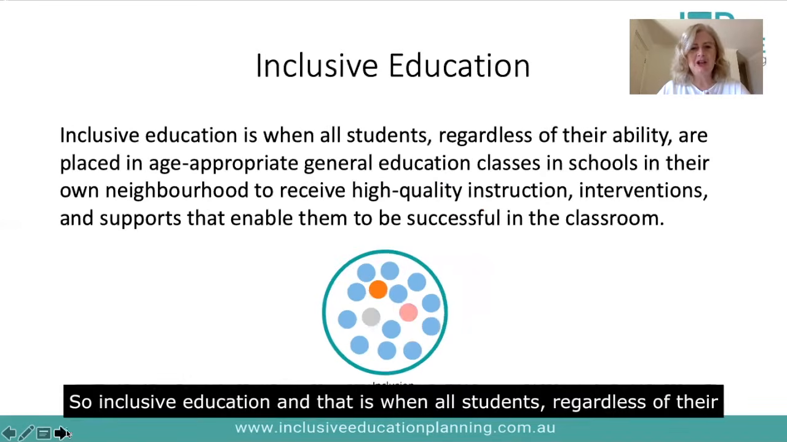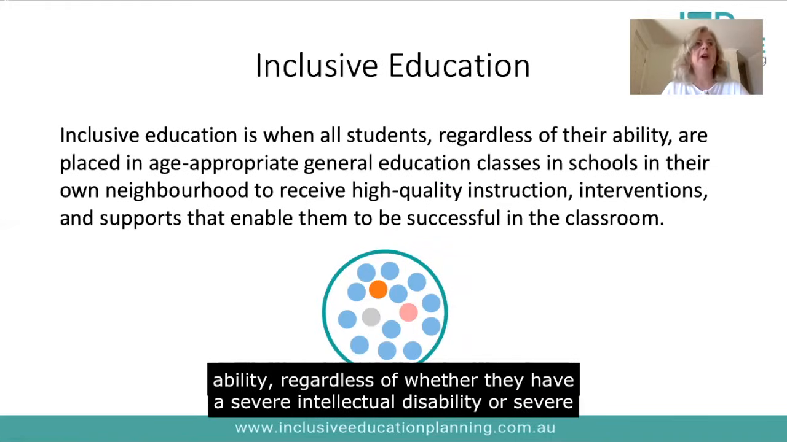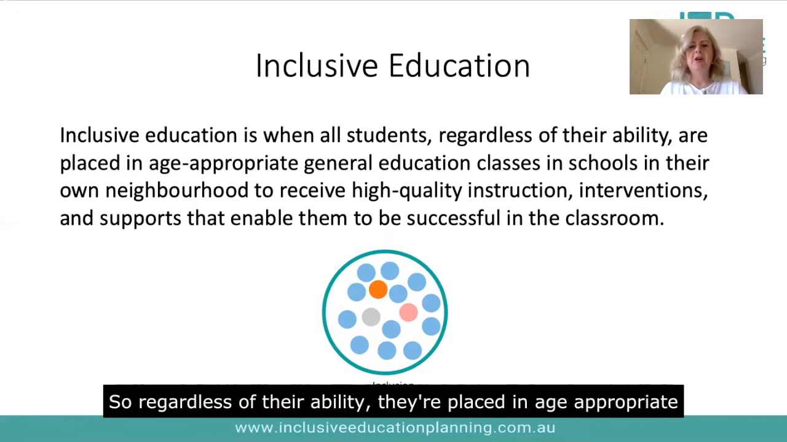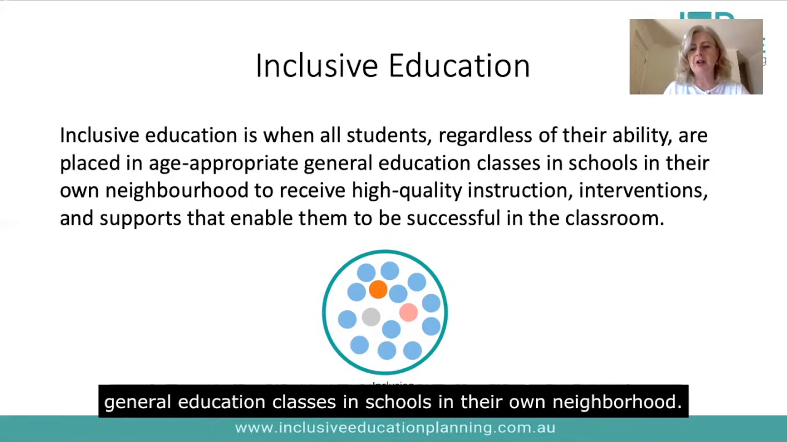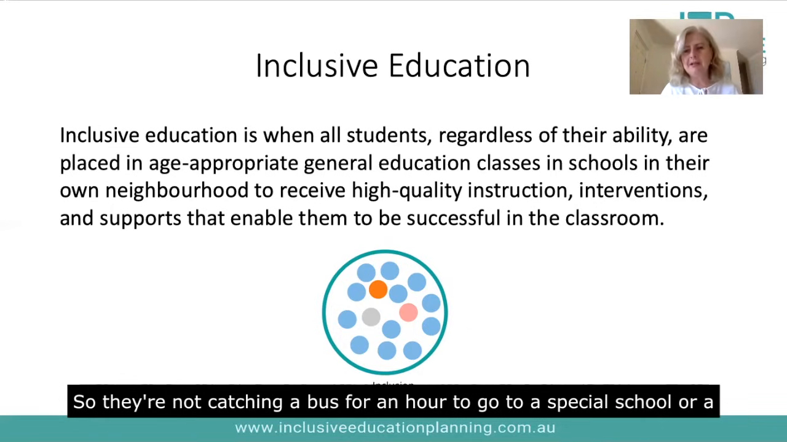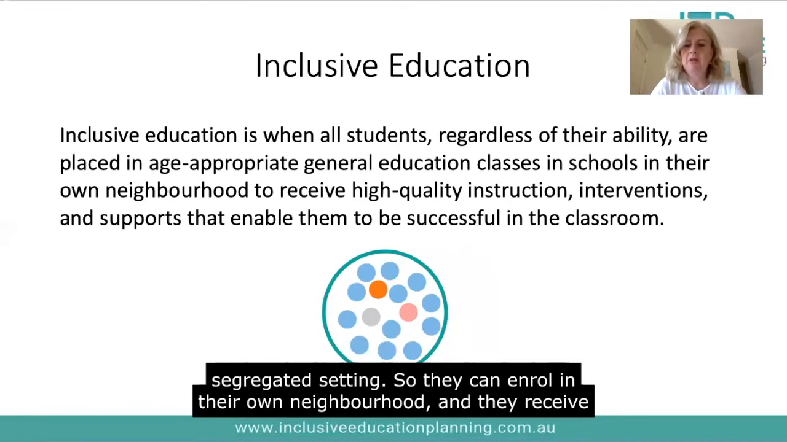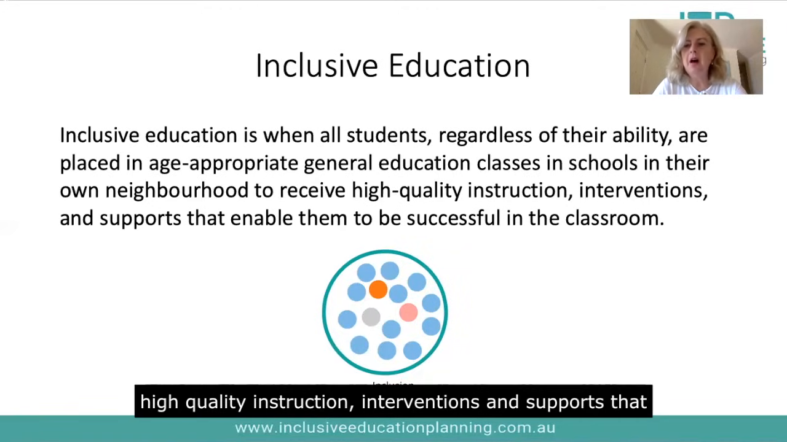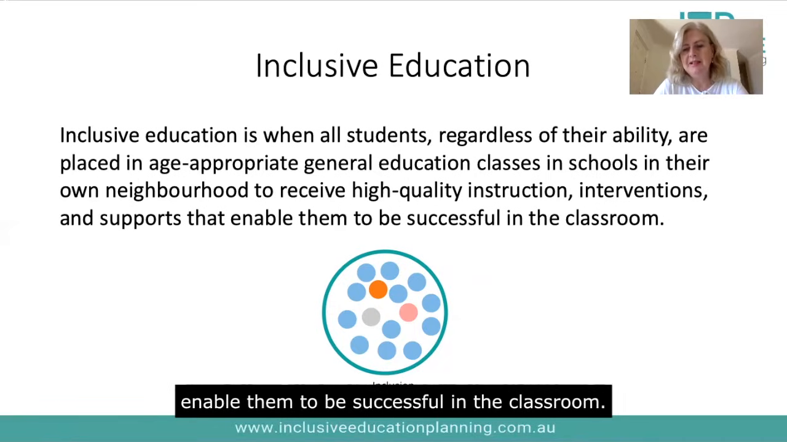Inclusive education is when all students, regardless of their ability, regardless of whether they have a severe intellectual disability or severe multiple disabilities, are placed in age-appropriate general education classes in schools in their own neighbourhood. They're welcome to enrol in their own neighbourhood school, so they're not catching a bus for an hour to go to a special school or a segregated setting. They receive high quality instruction, interventions and supports that enable them to be successful in the classroom.